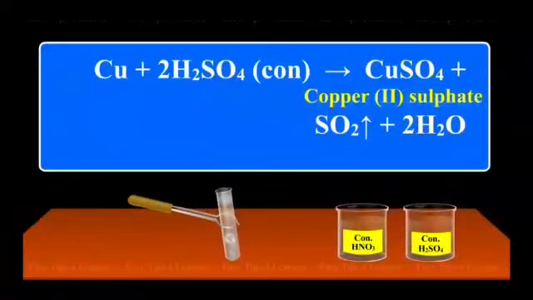Copper reacts with concentrated sulfuric acid H2SO4 and will liberate sulfur dioxide gas SO2. The equation is copper Cu plus concentrated sulfuric acid H2SO4 gives copper 2 sulfate CuSO4 plus sulfur dioxide gas SO2 plus water H2O.